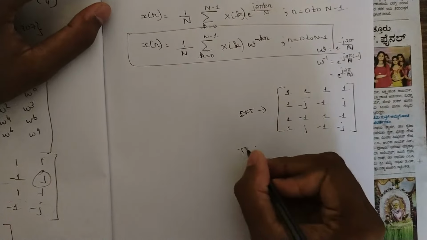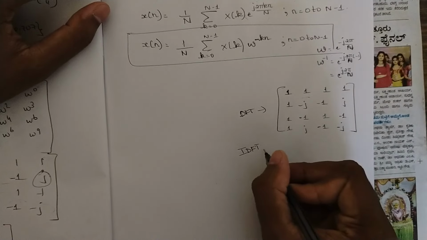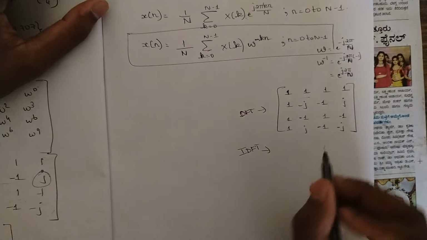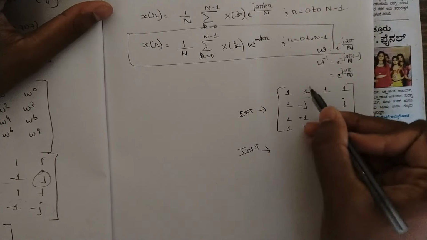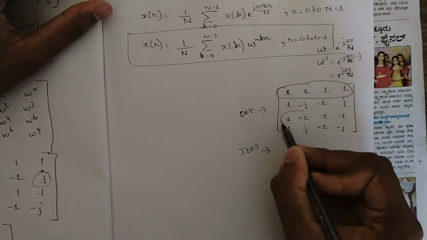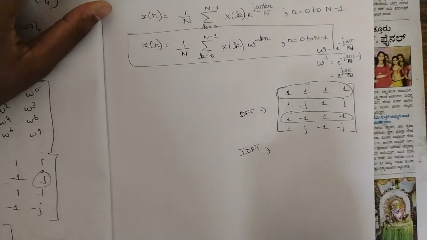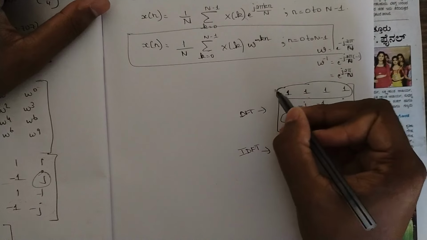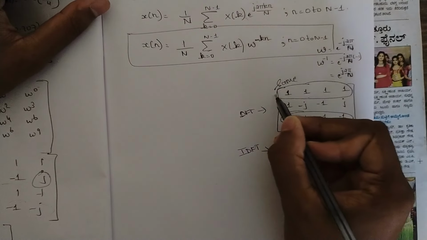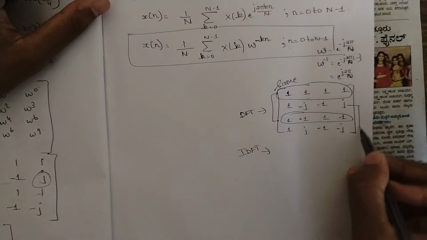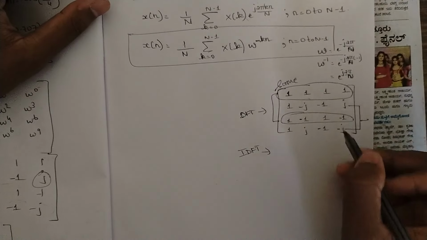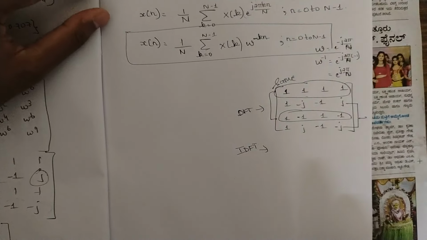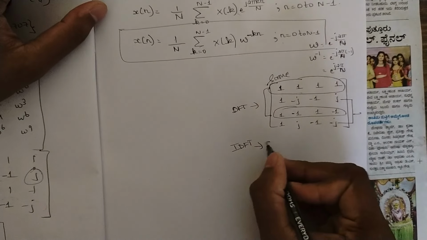But in case of IDFT, in order to remember this 4 cross 4 matrix, there is a slight change. Nothing much to do. What we should be doing is, the first and the third rows are there, right? Those two would be remaining the same as they are, the first and third row. The second and fourth are there, right? These two we should be interchanging. That is the only single change you should be doing.